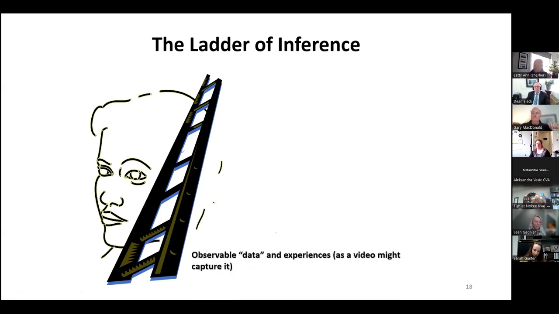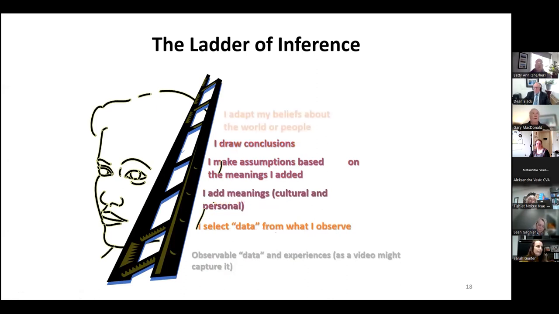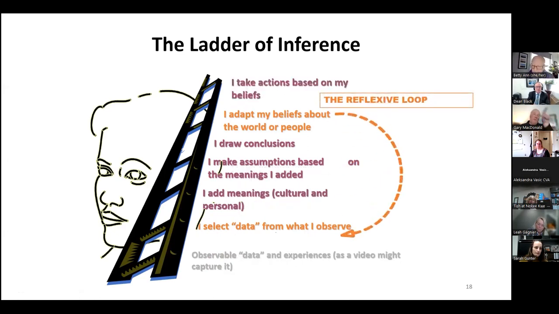You observe something, just as a video might capture it. You add data to it. You add meaning to it. You make assumptions based upon the meaning I add. You draw conclusions. You adapt my beliefs about the world or people. You take actions on those beliefs, and you do this thing called a reflective loop, which means you don't really collect data at the real data point at the bottom. You actually jump up a ladder in the data, and you're actually going through a little loop.